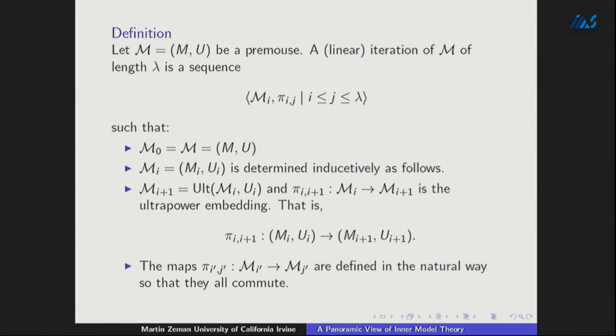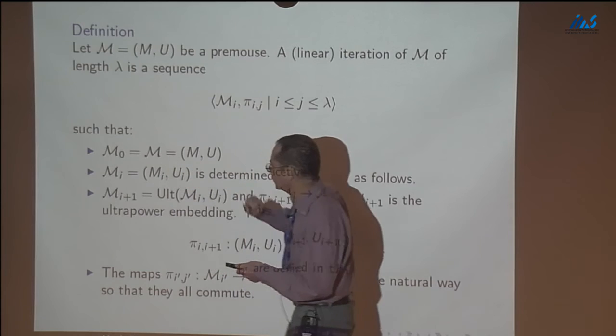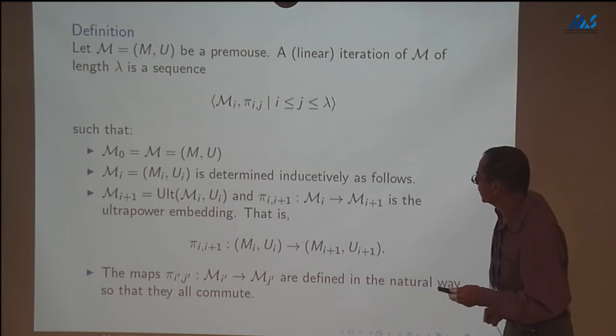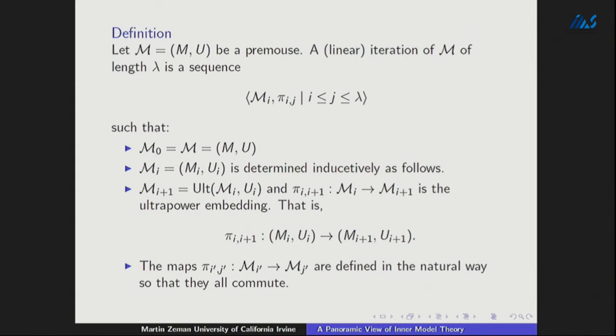Okay, so now we have just one measure, and we try to iterate it. So we iterate it linearly. Yeah. So what does it mean? My model with index 0 is going to be M. And then all other models are determined inductively. At the successor step, we just have our structure M i, which has this measure U i. So we just form the ultra power, and the ultra power map gives us M i plus 1, and that determines the measure with index i plus 1.